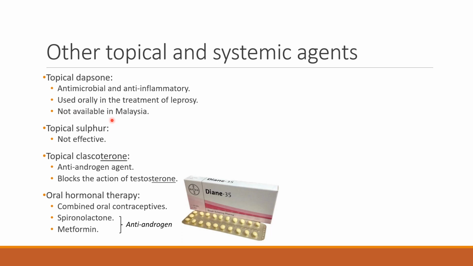Topical sulfur is anti-inflammatory and keratolytic. However, the evidence supporting its anti-acne efficacy is not strong. A systematic review published in 2020 found that topical sulfur was not an effective anti-acne treatment. Topical clascoterone is an anti-androgen agent. It blocks the activation of the androgen receptor by the male hormone testosterone. As you would expect, clascoterone decreases sebum production.